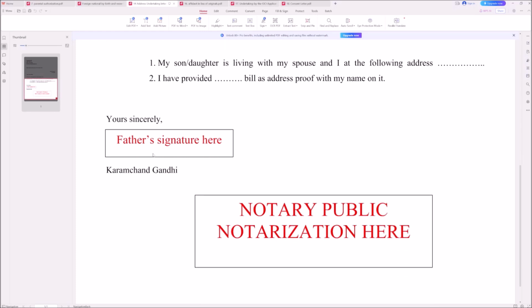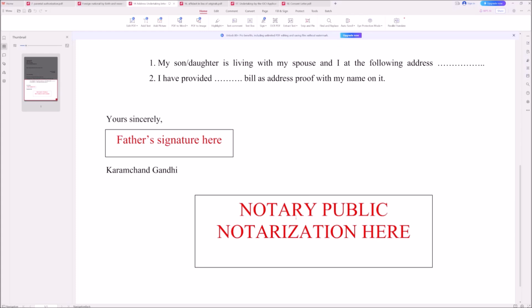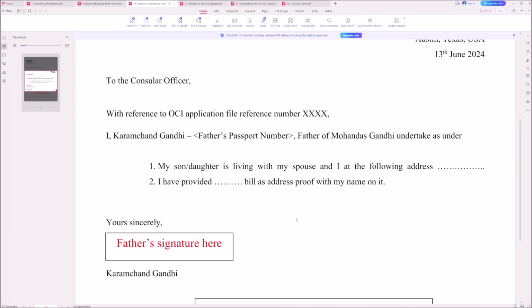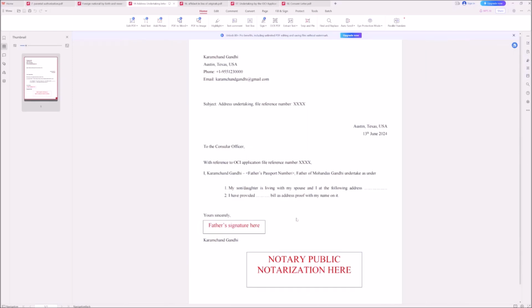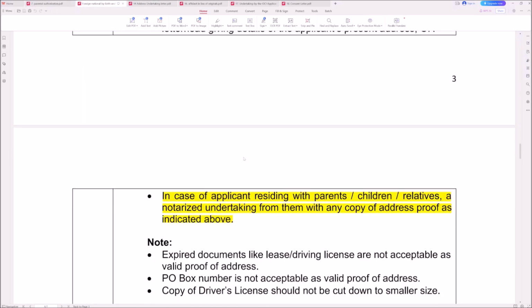Yours sincerely. Then the father's signature should be here, and then it has to be notarized by a notary public here, both the signature and the stamp, and you need to sign it in front of the notary public. So this is the address undertaking form. You need to write this document by yourself and take the notarization.